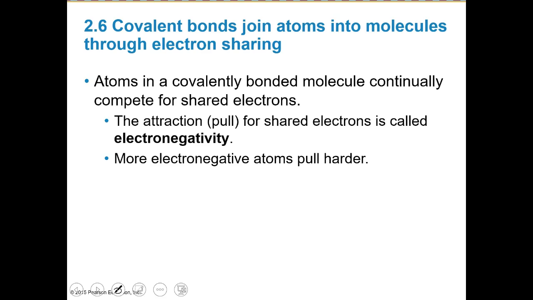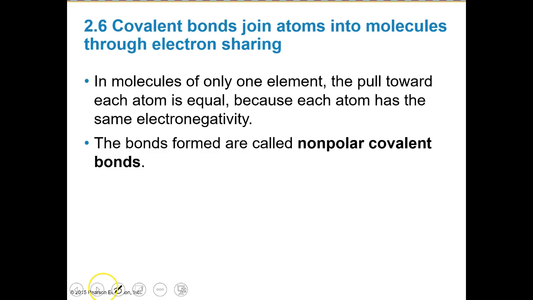All right, so in covalently bonded molecules, atoms continually compete for shared electrons. The attraction or the pull of shared electrons is called electronegativity. More electronegative atoms will pull harder. The way I like to think of electronegativity is how attractive that atom is. Some atoms are a lot more attractive, and so they end up being a little needier. We'll look at it.